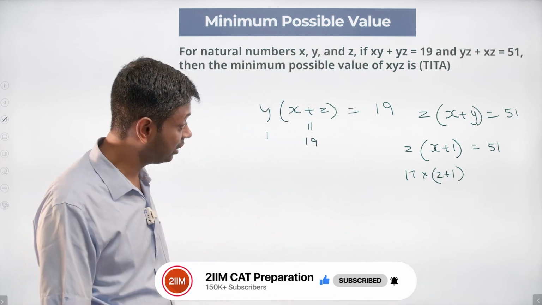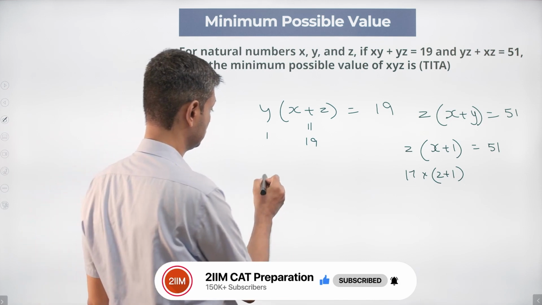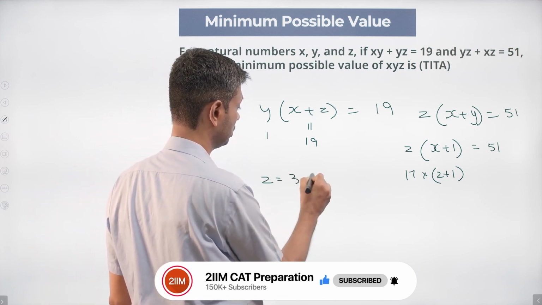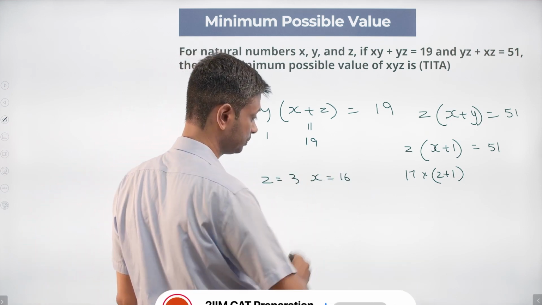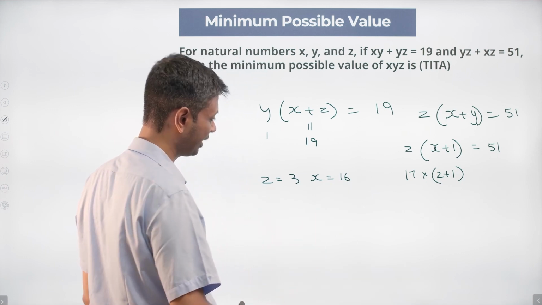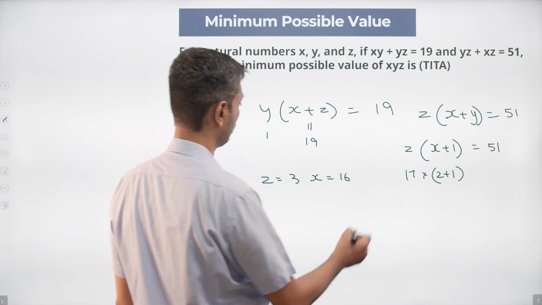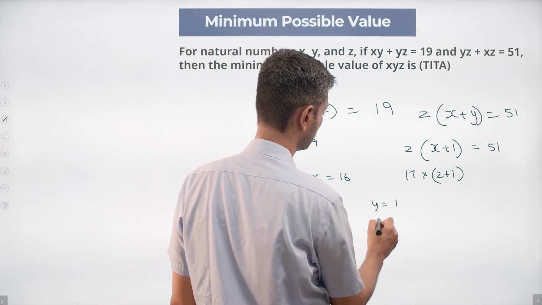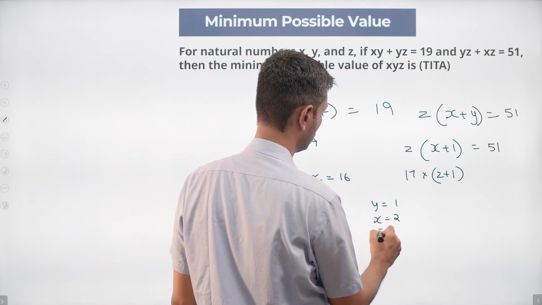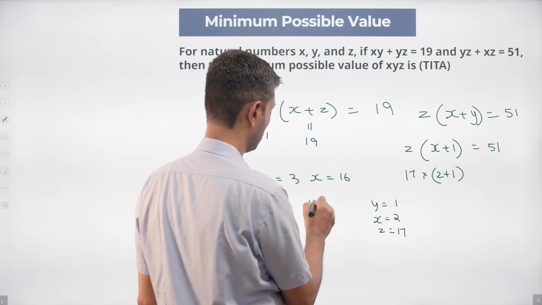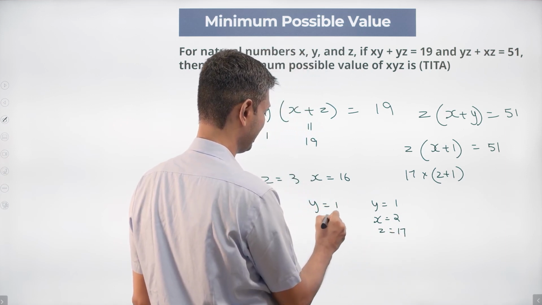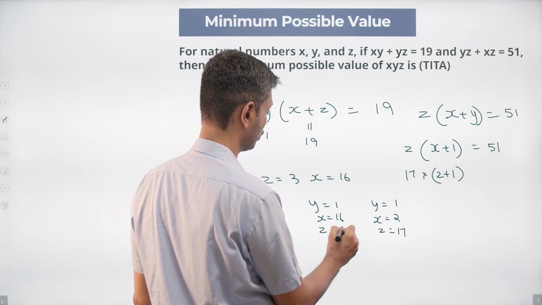If we put z as 3, x equals 16. Then x plus z is 19, and 3 into 17 also works. So we could have a scenario where y is 1, x is 2, z is 17, or y is 1, x is 16, z is 3.